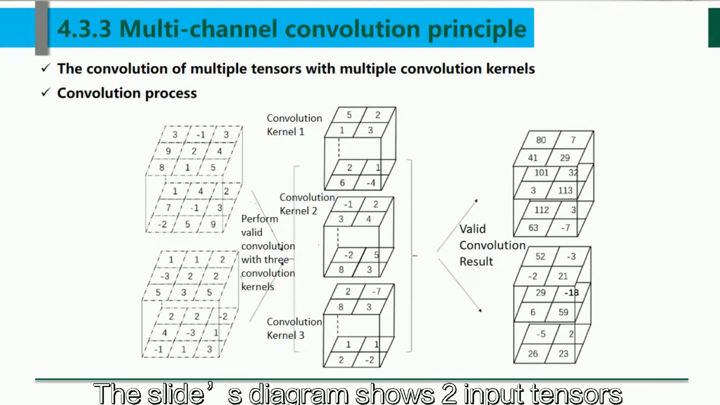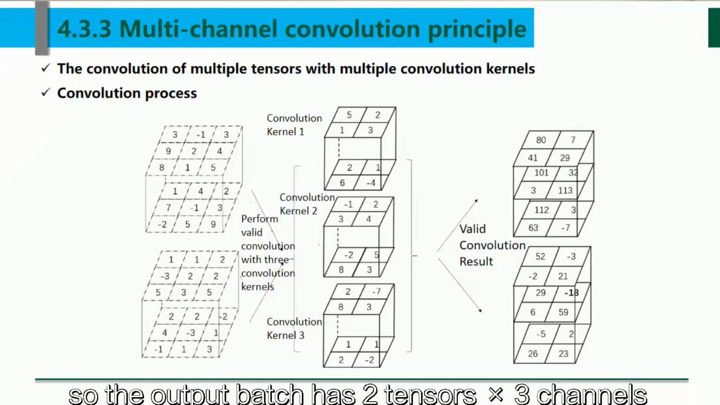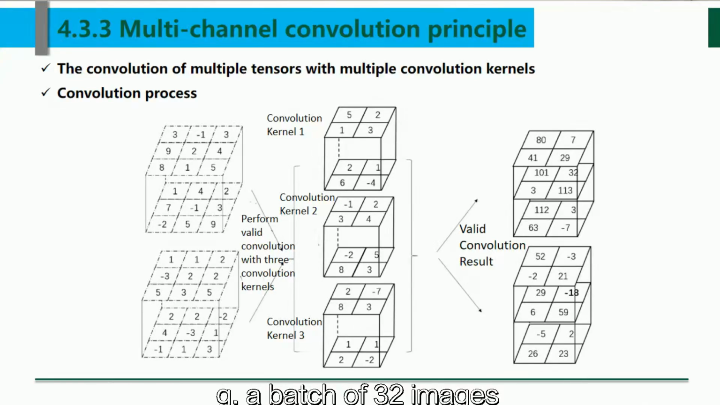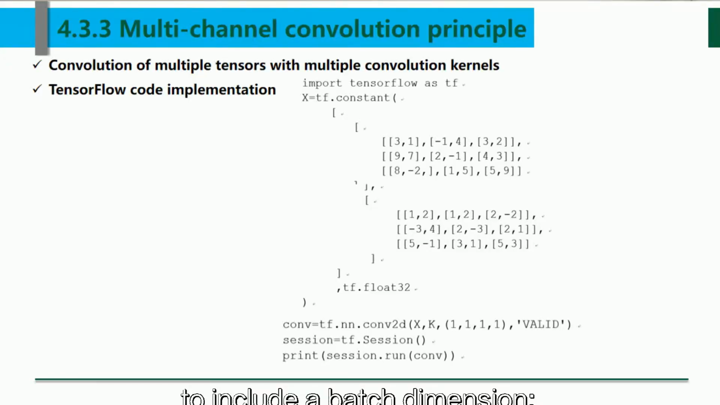The slide's diagram shows 2 input tensors, 3 kernels, and valid convolution. Each input produces 3 feature maps. So the output batch has 2 tensors multiplied by 3 channels. This is how we process batches of images in practice. For example, a batch of 32 images, each RGB, processed with 64 kernels. The TensorFlow code here just expands the input to include a batch dimension.